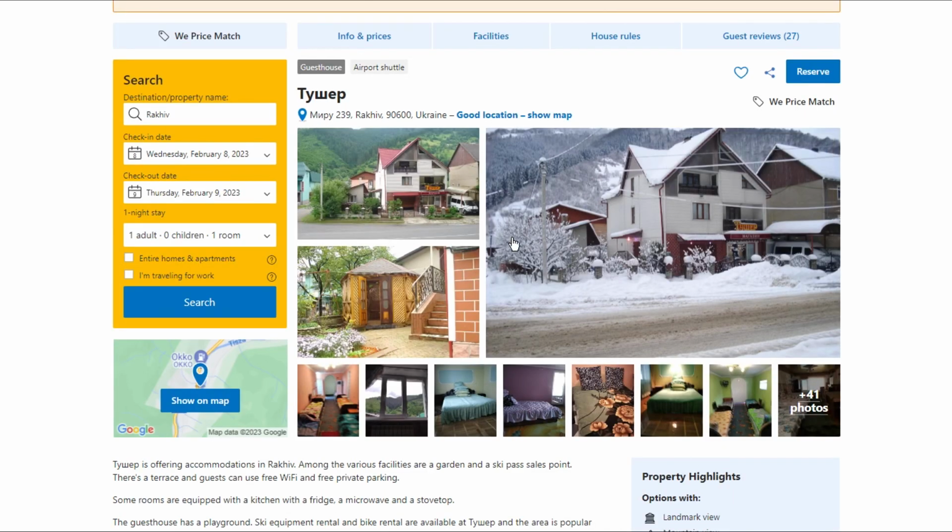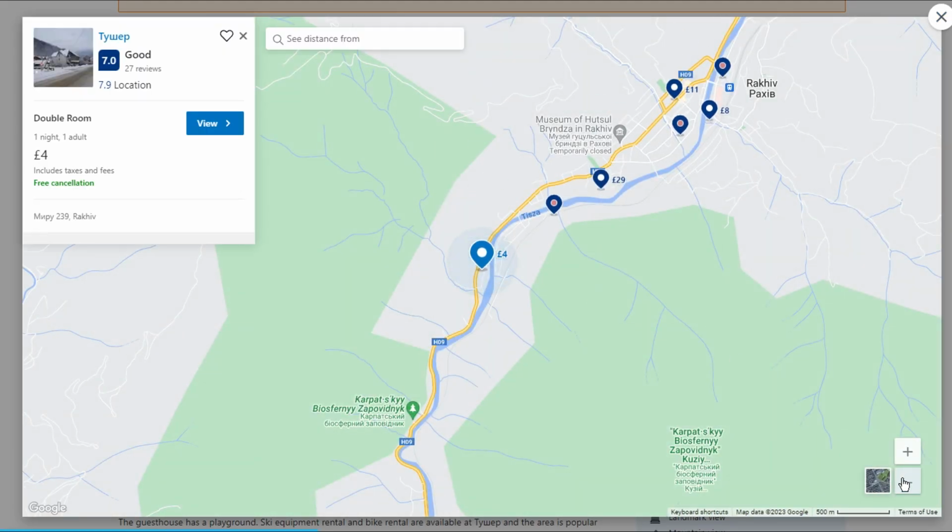That's how cheap things can be in Ukraine. And this is the middle of nowhere. I don't think you get it quite that cheap in a city.